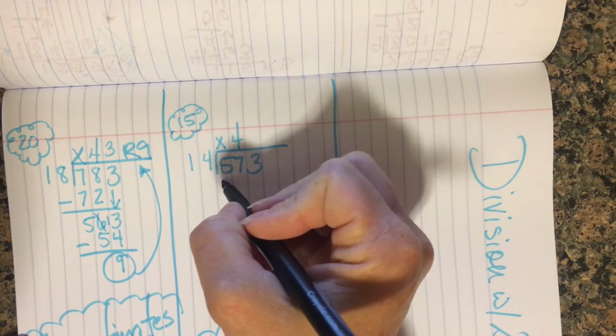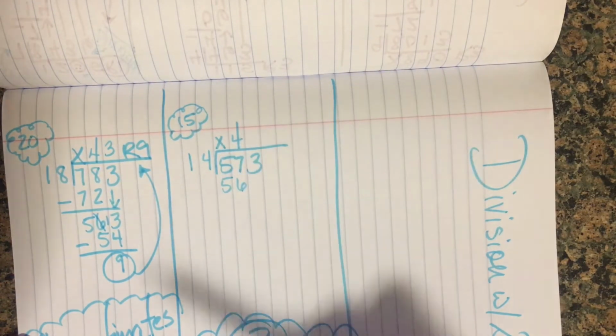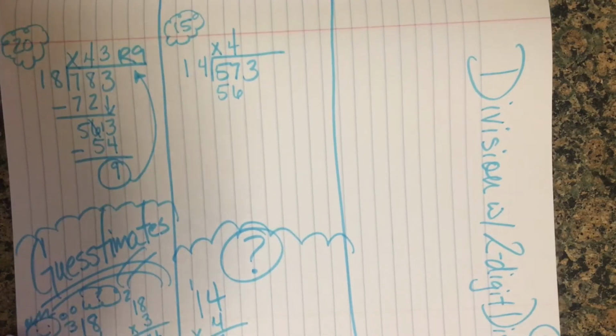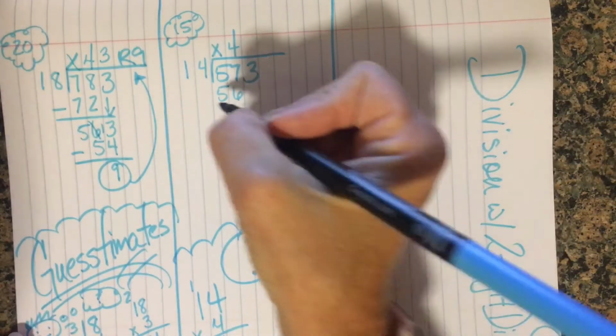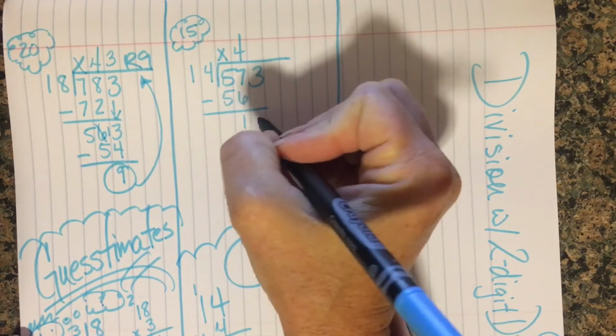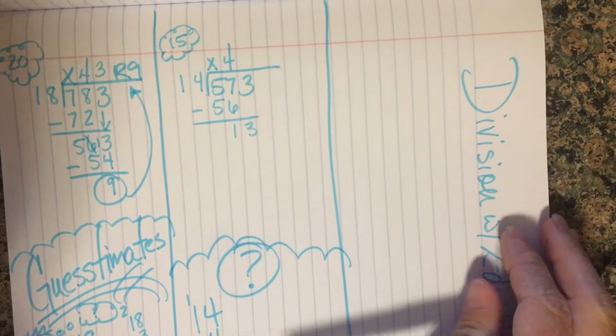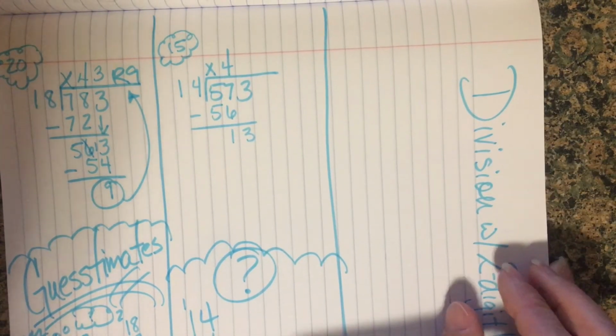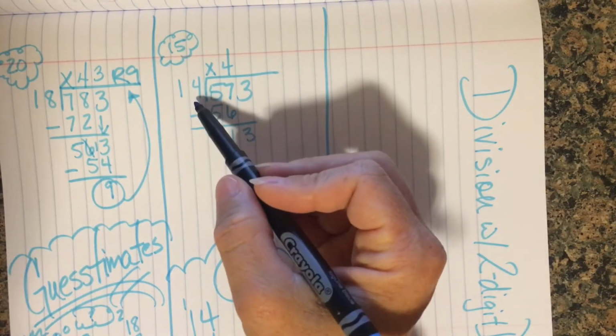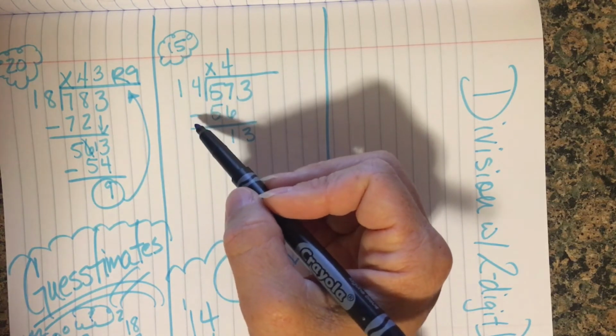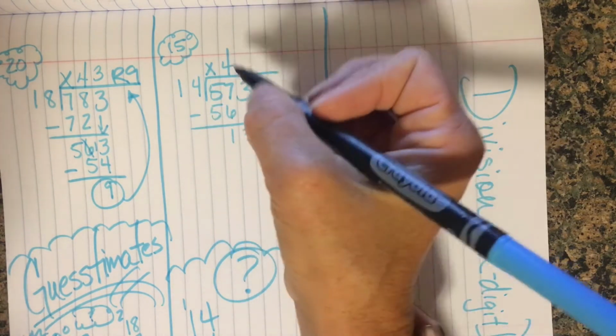4 times 14 is 56. I just looked at it in my guesstimates. And I'm using this. I subtract, and I get 13 here. This is where I see a lot of things go wrong. 13 divided by 14. If I have 13 cookies, I can't give it to 14 people.